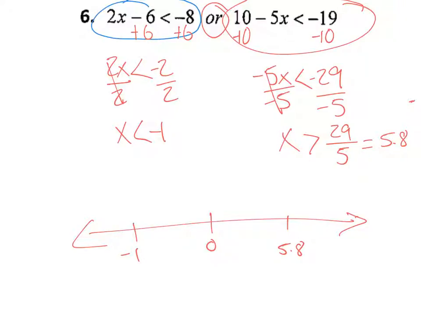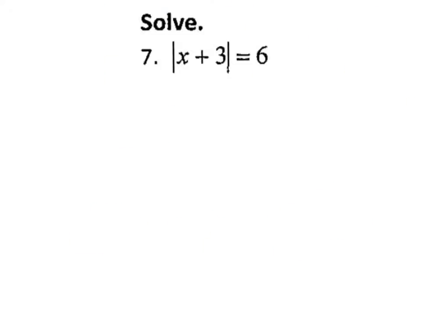So x is less than negative 1, open or solid circle? Open. Okay, 5.8, open. Okay, if x is less than negative 1, what direction am I going in? Opposite direction, right? We already came to that conclusion. All right. So you guys are going to work on number 7 on your own or with the people at your table, okay?